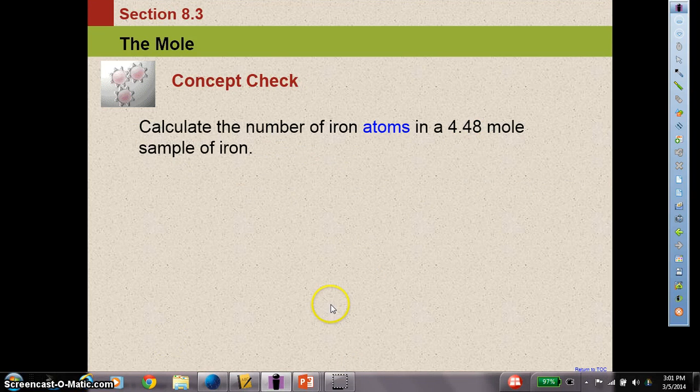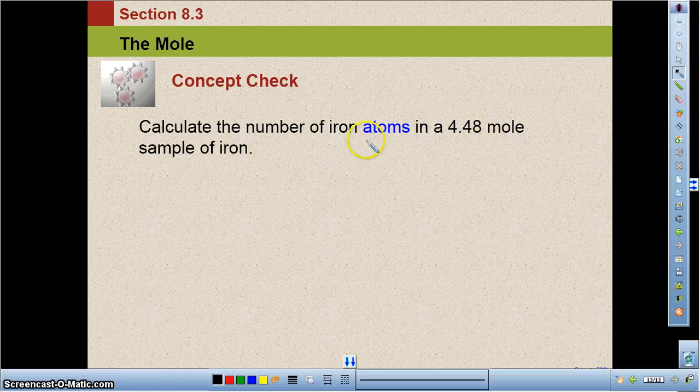Next problem says to calculate the number of iron atoms in a 4.48 mole sample of iron. And the key to this problem is to notice that it says atoms. And we know that for anything, 1 mole is going to have 6.022 times 10 to the 23rd atoms. And knowing this reference number, we can find the number of atoms in 4.48 moles of iron.